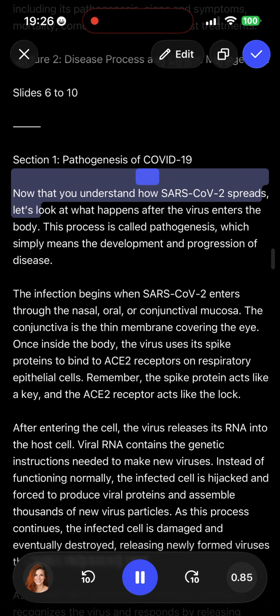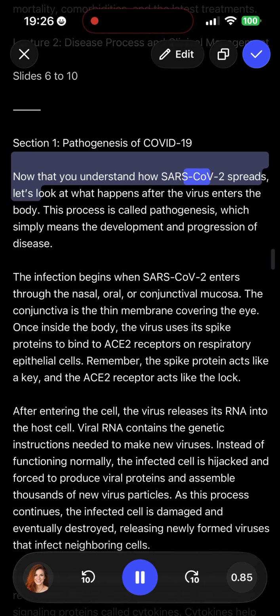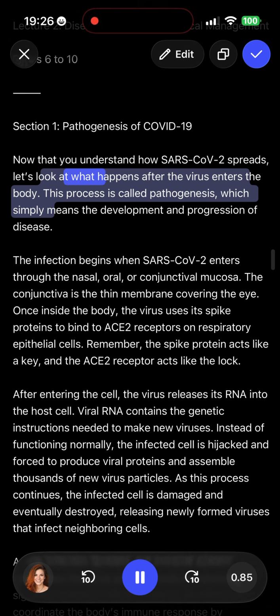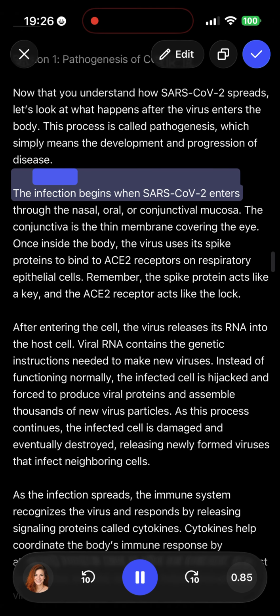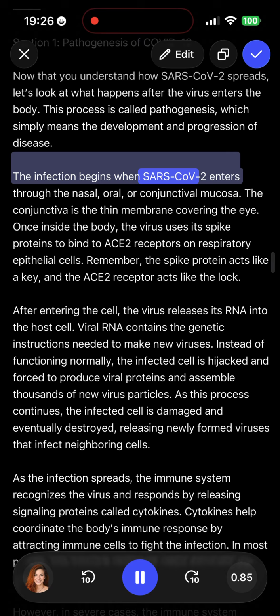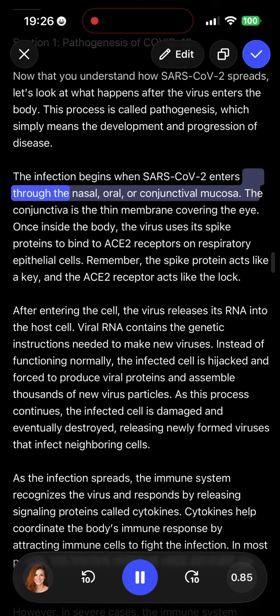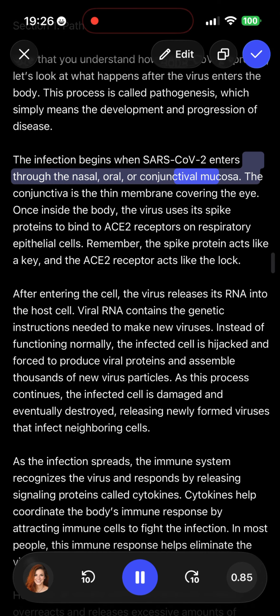Now that you understand how SARS-CoV-2 spreads, let's look at what happens after the virus enters the body. This process is called pathogenesis, which simply means the development and progression of disease. The infection begins when SARS-CoV-2 enters through the nasal, oral, or conjunctival mucosa. The conjunctiva is the thin membrane covering the eye.